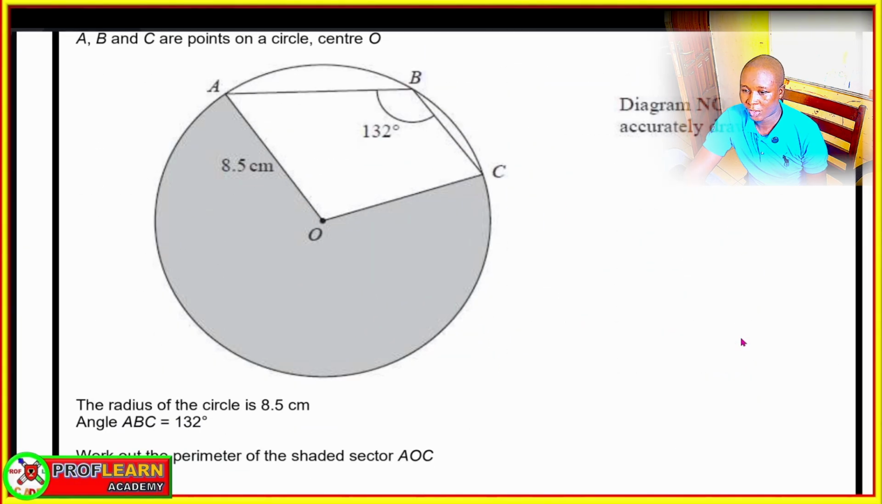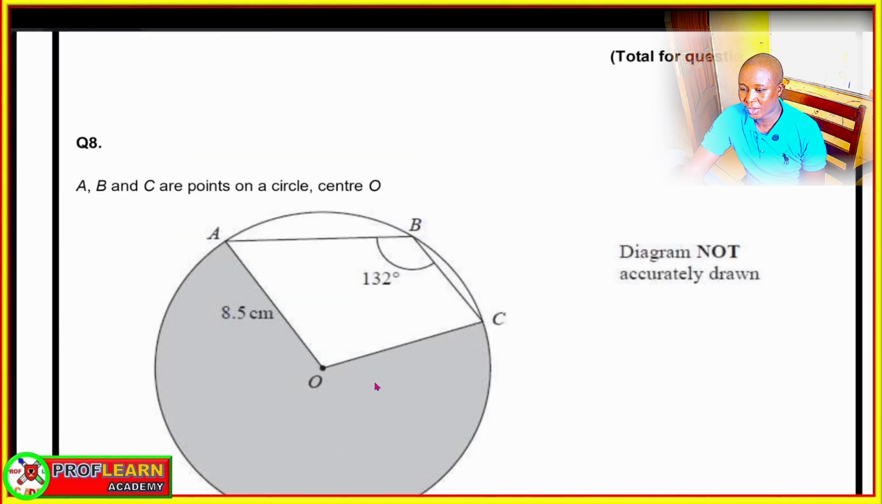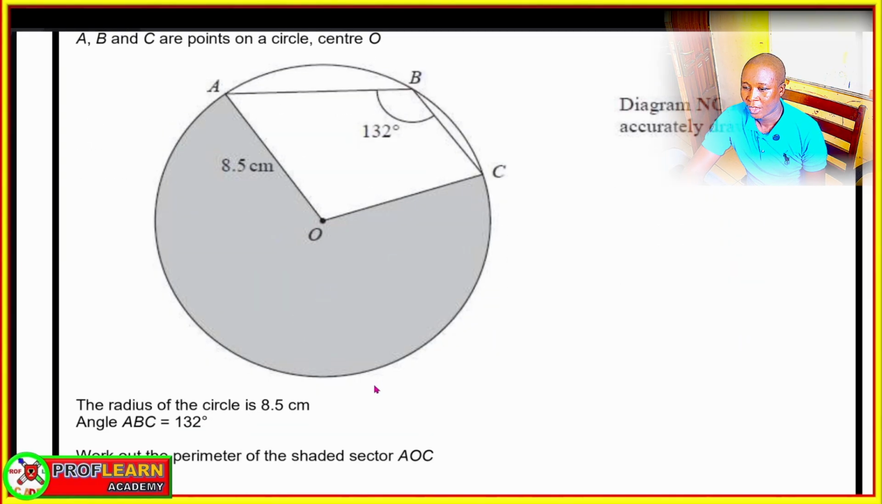Okay, let's look at question 8 without wasting time. We are given the angle there, 132, and then students were supposed to find the perimeter of the shaded region. So much of the challenge in this question was to find the angle to use, but you can use a circle theorem. You draw a chord here and this one there.